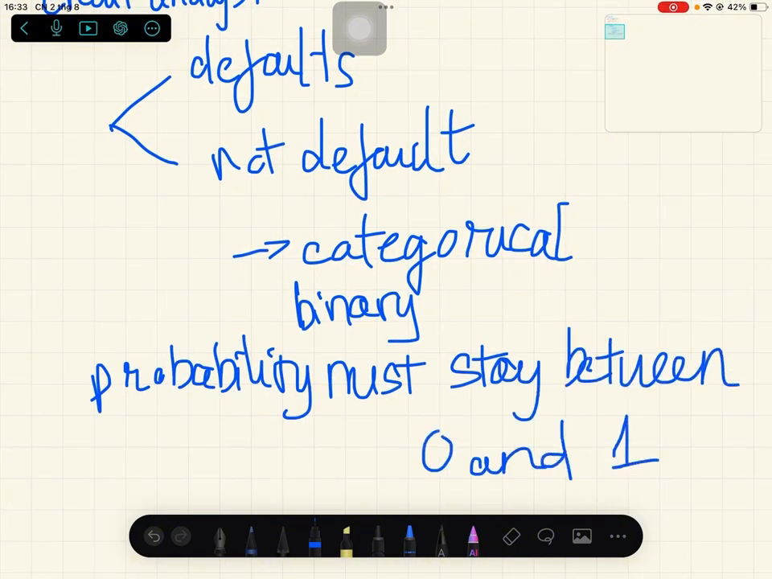The second problem is that the relationship between an explanatory variable and probability is usually not linear. Imagine increasing a company's debt ratio. At first, default probability may rise only slightly, then it accelerates. Eventually, it levels off near 100%. That curved relationship cannot be captured well with a straight line. So we need a model specifically designed for probabilities, and that's exactly why logistic regression exists.